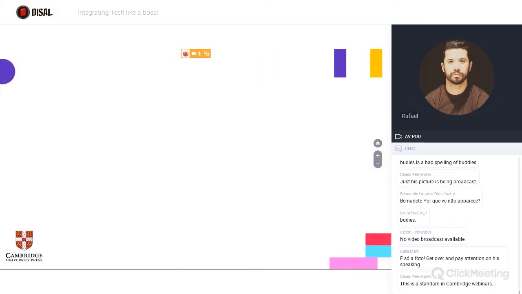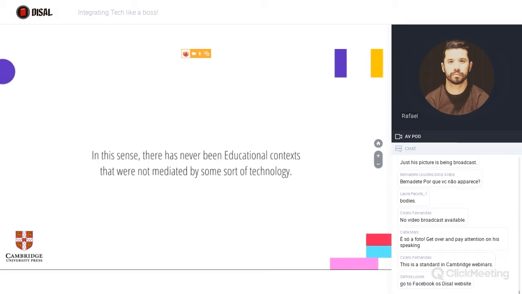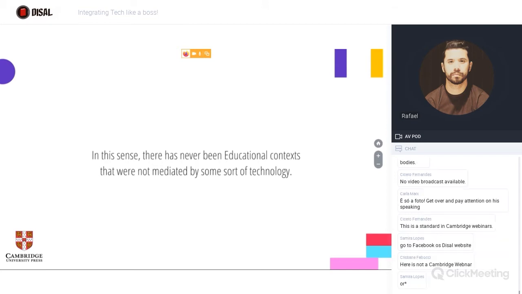Moving on, if we take everything that I have said so far into account, then there have never been educational contexts that were not mediated by some sort of technology, even by using this very familiar chalkboard, you know? When you think of tech, you automatically think of something digital nowadays. But have you ever thought that the chalkboard could also be some sort of technology? That's a very interesting idea as well.